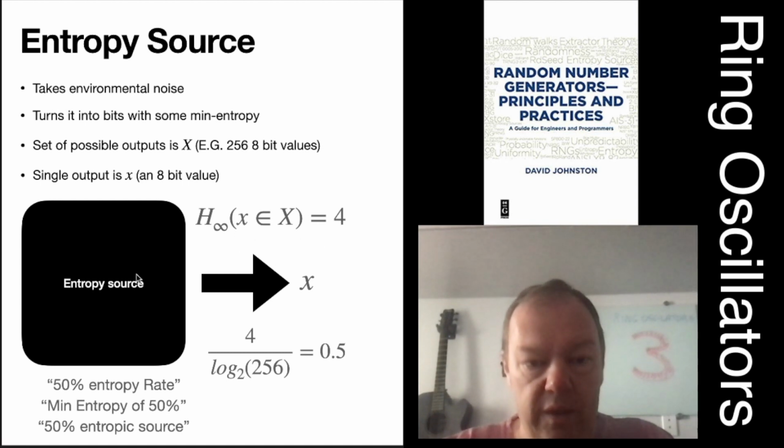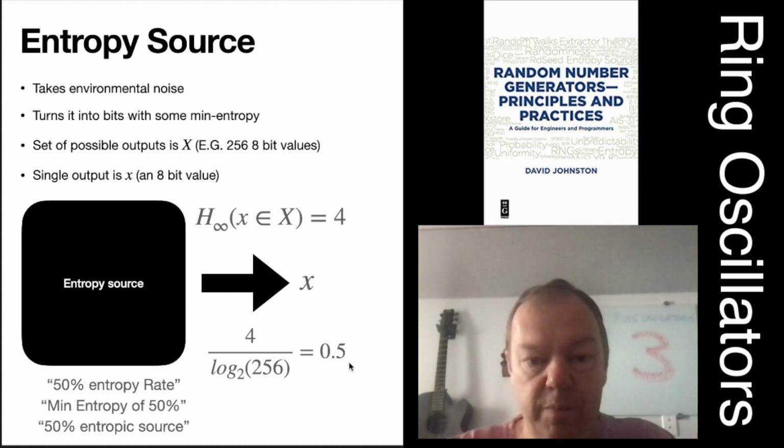And so we've got this box. It's an entropy source. It's got an output, and it's outputting a value x. And if we ask what is the maximum amount of entropy? Well, the number of states in x is 256. Log 2 of that, the number of bits needed to represent that many states, is log 2 of 256, which is 8. But we're only getting 4 bits of min entropy out, so we get 4 over 8 is 0.5, and that is the entropy rate.